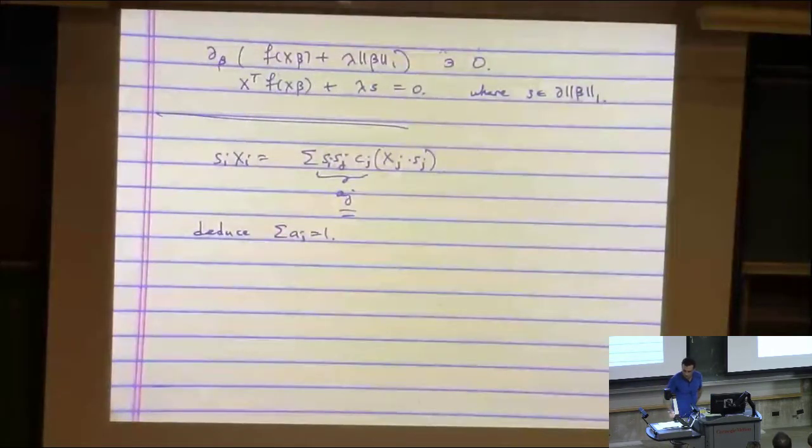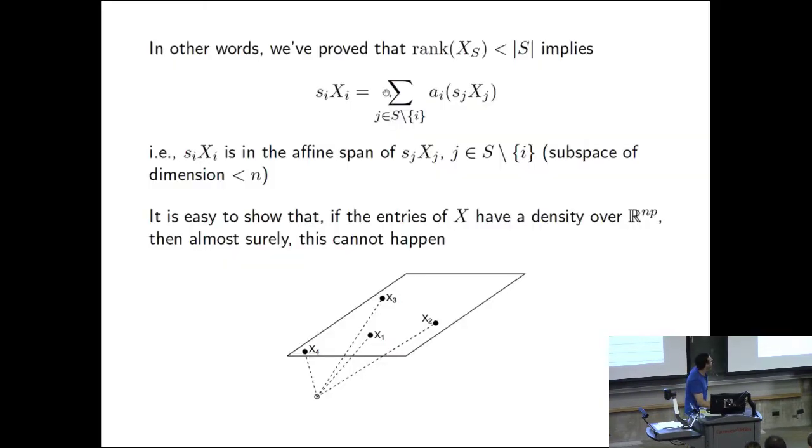In other words, what we said is that Si xi is equal to the sum of aj, sj, xj, where these aj sum to 1. That means that Si xi is in the affine span of these variables sj, xj. So a linear combination where the weights sum to 1 is called an affine combination. And it's easy to show that, this is the part I'm going to skip now because we're running out of time, if the entries of x have a density over R, then this can't happen. This kind of low-dimensional linear dependency can't happen.